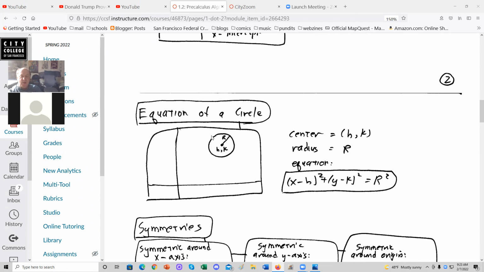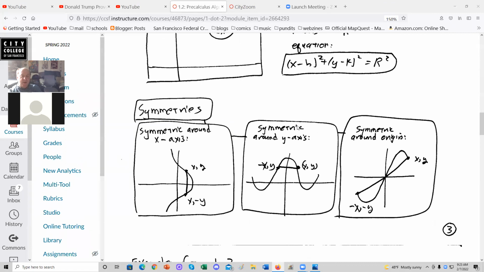Now, the equation of a circle. Given a circle with center h by k and a radius r, it needs an equation. If you go through the distance formula, say that this point x by y has distance r from h by k, then it quickly follows that the square of x minus h plus the square of y minus k equals r squared. That's the equation of a circle with this center and this radius.